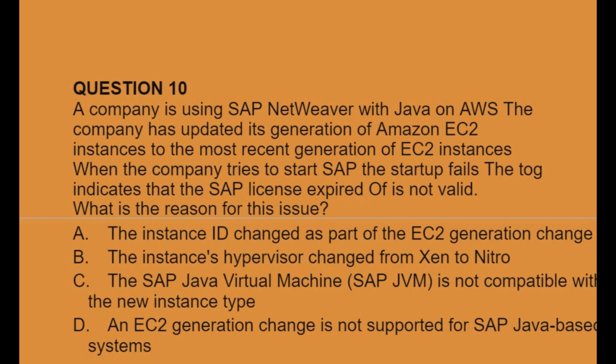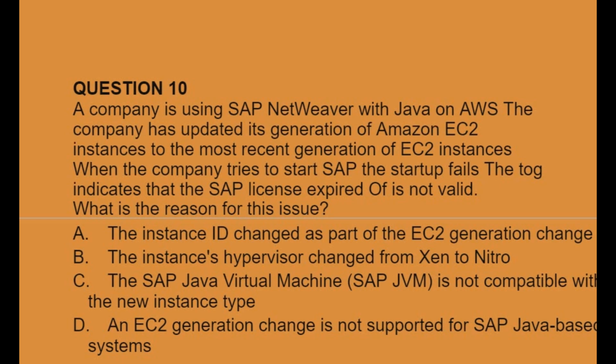Question is, a company is using SAP NetWeaver with Java on AWS. The company has updated its generation of Amazon EC2 instances to the most recent generation of EC2 instances. When the company tries to start SAP, the startup fails. The log indicates that the SAP license expired or is not valid. What is the reason for this issue?